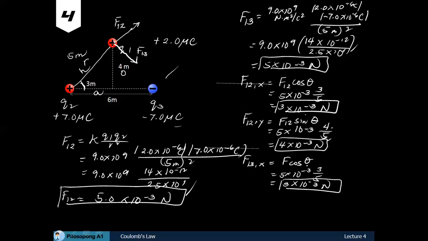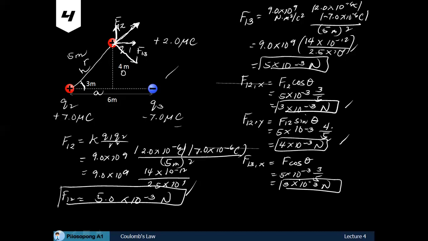You see, we have positive signs for the x and y components of F12. Why? If you look at it, this one is the direction of the force F12. If you get the x and y component, this is the Cartesian plane, directed to the right, so that will have a positive sign. This one, the y component is going up, that will also have a positive sign. So we are correct in saying that this is 3 times 10 raised to negative 3, and this is 4 times 10 raised to negative 3.